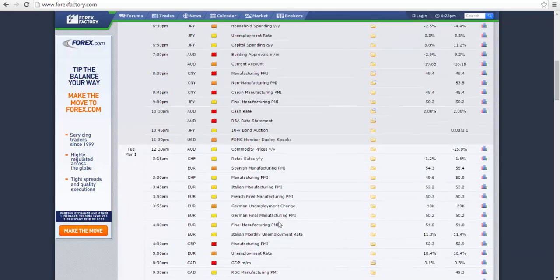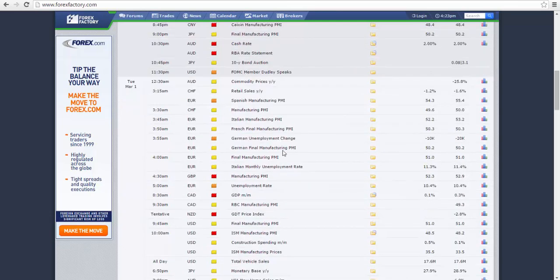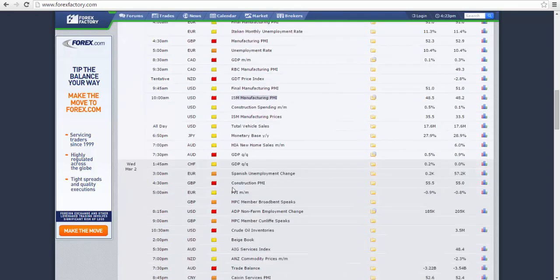And then going into Tuesday, we have more manufacturing PMI numbers. We have German unemployment rate. Then we have manufacturing PMI number for the British pound, which is important. GDP for Canada, which will have an impact on US dollar CAD. And then we have GDP price index. We have seen dairy prices going down, and that could have an impact on the New Zealand dollar, so something to keep an eye on.